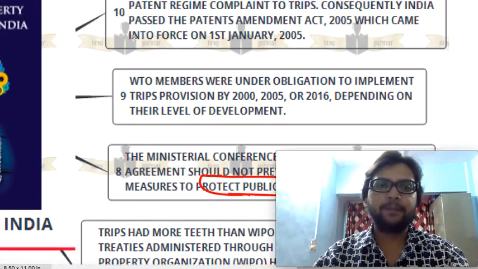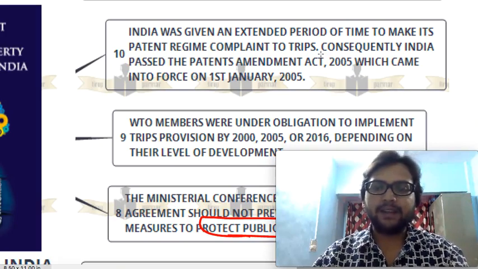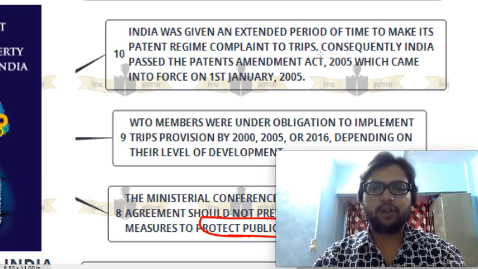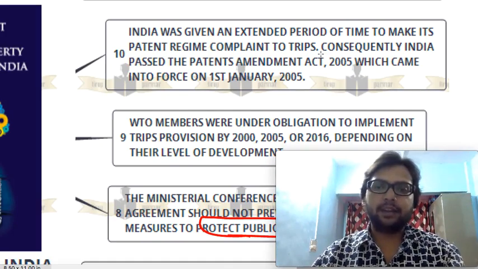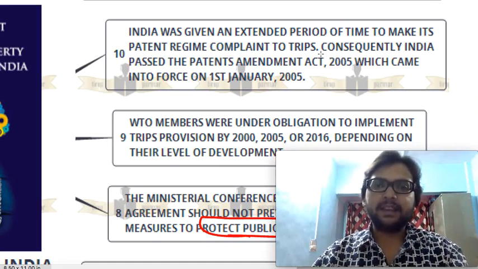India as well. Next is, India was given an extended period of time to make its patent regime compliant with TRIPS. Why did we get some extra time? Because we are a developing country. So most developing countries got extra time. Why? Because we are economically not that stable that we can apply all the rules and regulations in a fraction of time. And hence, the international body gave us a time of 10 years.